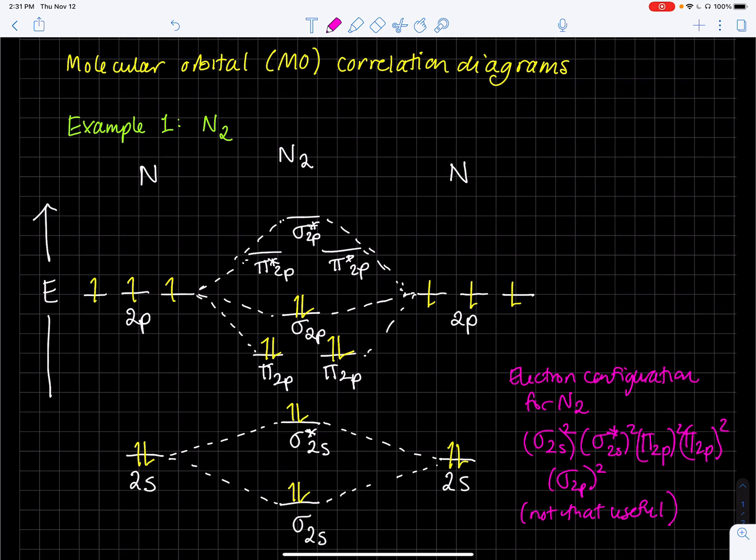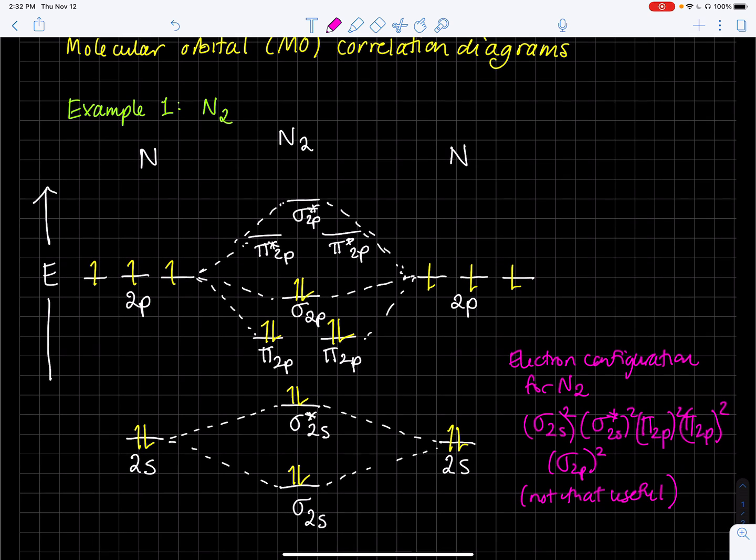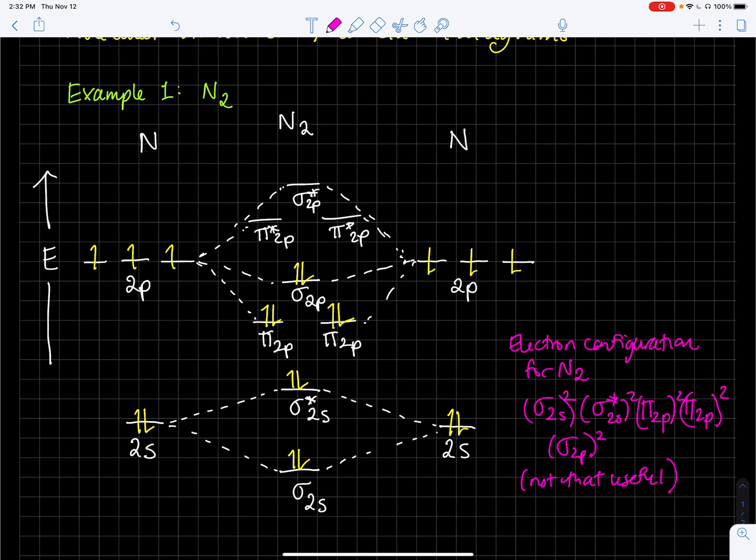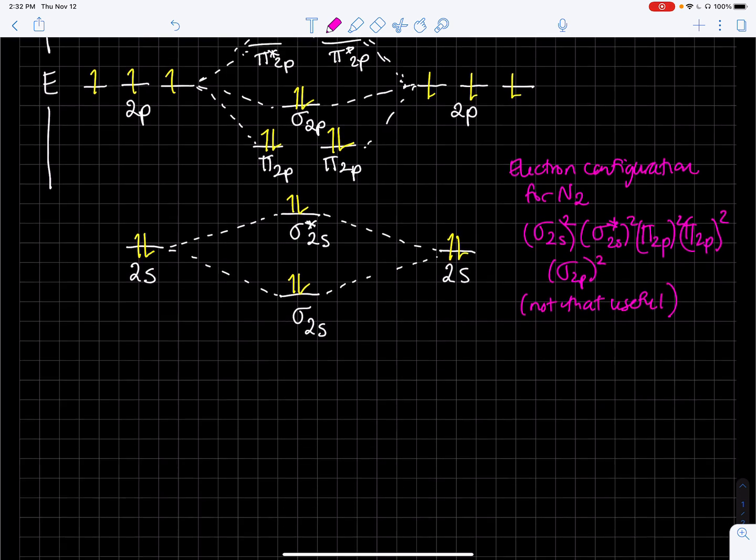These particular types of correlation diagrams, we do them for diatomic molecules. You can absolutely make correlation diagrams for larger molecules. That's beyond the scope of Chem 111. If you take Chem 363, I think you might do a little bit of that. All right, so I'll do one more example, which is when the atoms aren't the same.